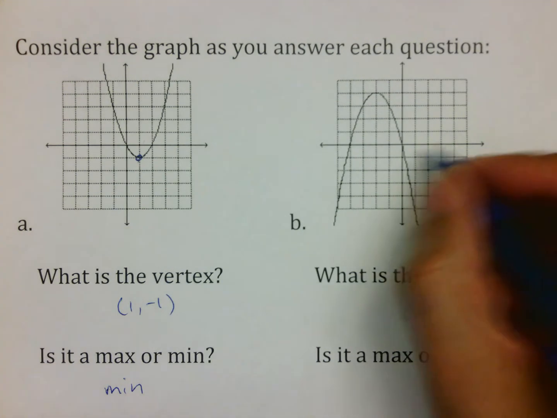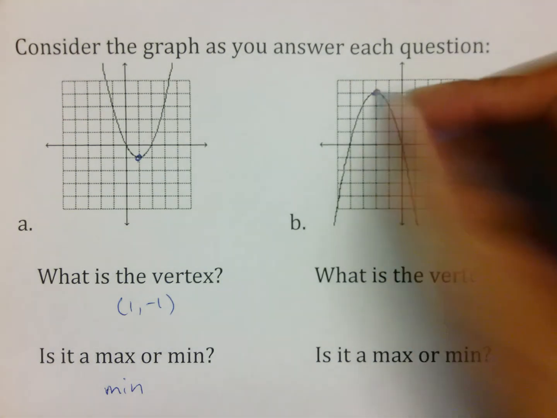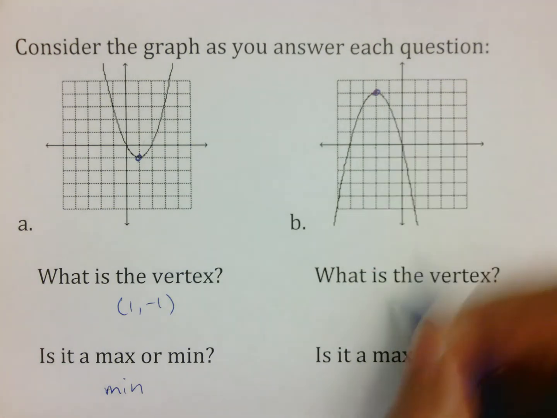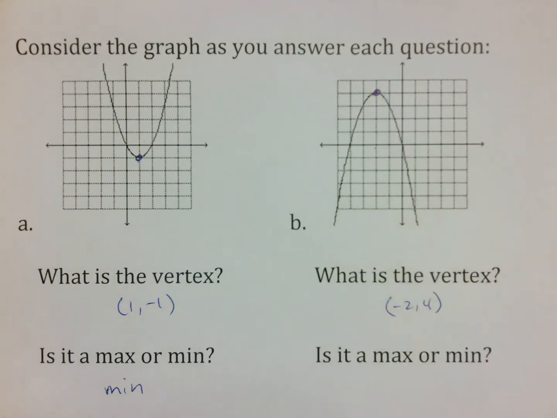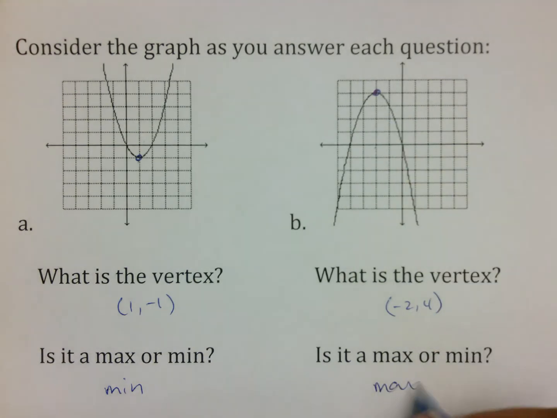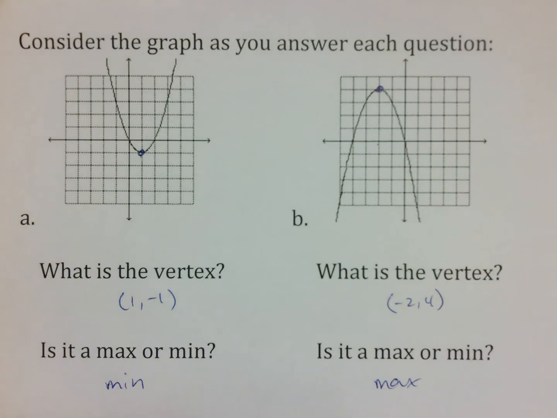B wants to know the vertex. Again, looking at that, the vertex is the highest point, and in this case the vertex is -2, 4. Is it a max or a min? Because it's at the top of the hill, this would be a max. Alright? Again, that's how you deal with that part.